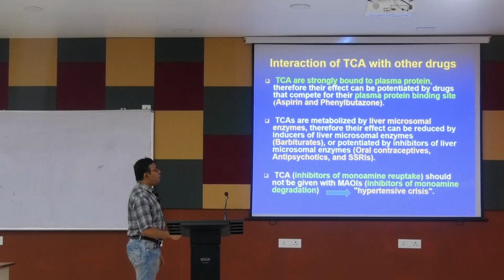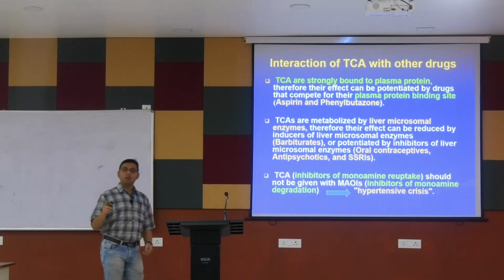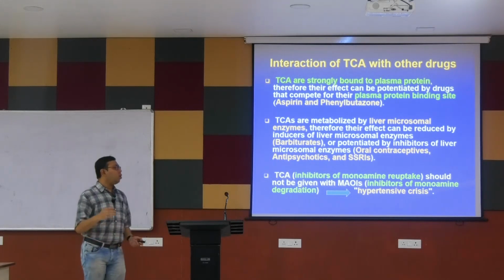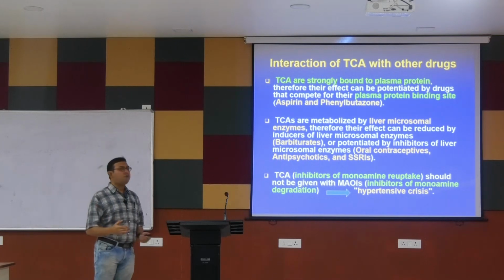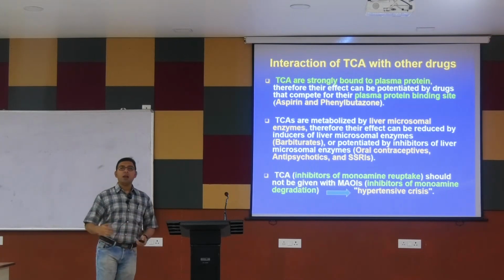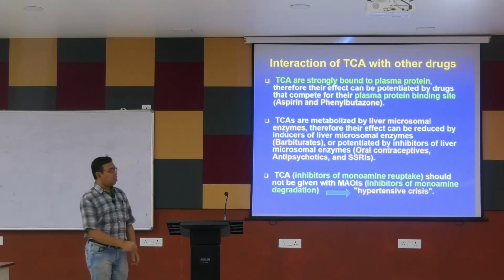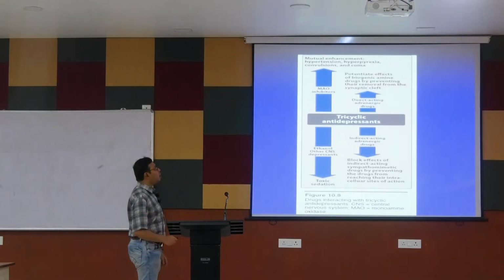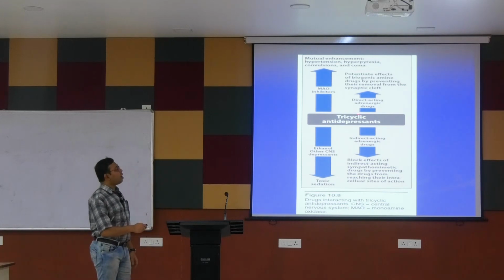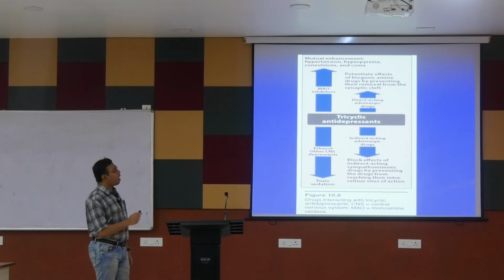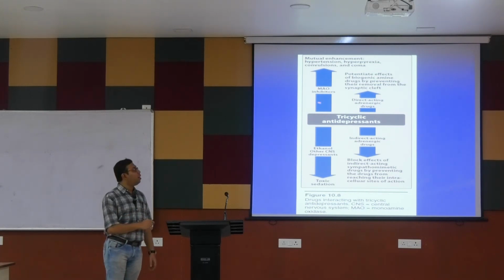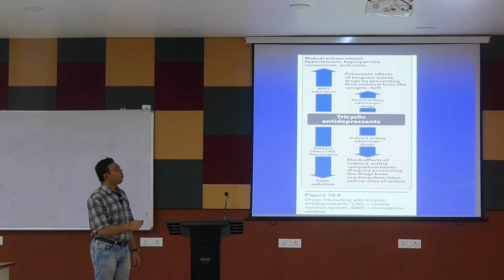So if they are given with an MAO inhibitor, which I already talked about, or if they are given with some tyramine-containing food, there may be a sudden rise of the blood pressure. This is known as the hypertensive crisis. So hypertensive crisis can happen. So you can see, with the tricyclic antidepressant drug, mutual enhancement of their effects can happen when we are using some monoamine oxidase inhibitor. You can see there is enhancement of their effect.